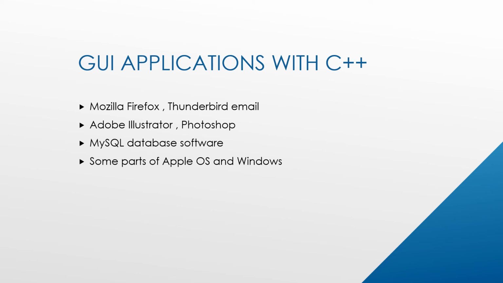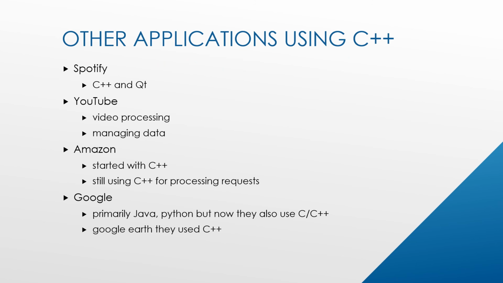Some GUI applications, graphical user interface applications written with C++, which you are using in day-to-day life, are Mozilla Firefox, Thunderbird email, Adobe Photoshop, and MySQL, which is database software. This also uses C++, and some parts of the Apple operating systems and Windows operating systems also use C++. Just to name a few more applications which use C++: Spotify uses C++ and Qt. Qt is a front end, a graphical user interface library which you can use. It is widely used with C++. It runs well on Windows and also on Linux.